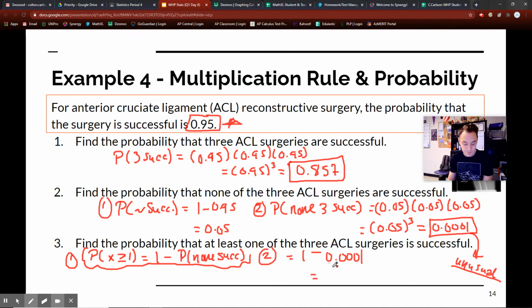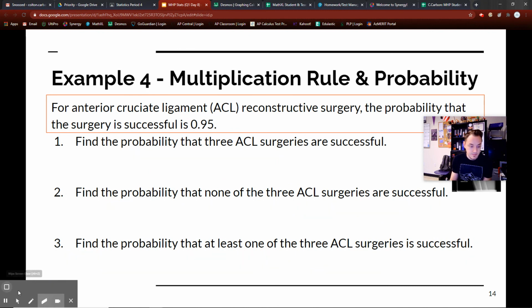What does this equal? This equals 0.9999. What does this mean? This means, what's the probability that out of 3 surgeries at least one of them will be successful? It is literally 99.99% chance. Okay? So you can bet your dollar on the fact that you will have at least one of those surgeries be successful. And that's good news, right? That's good news. All right.